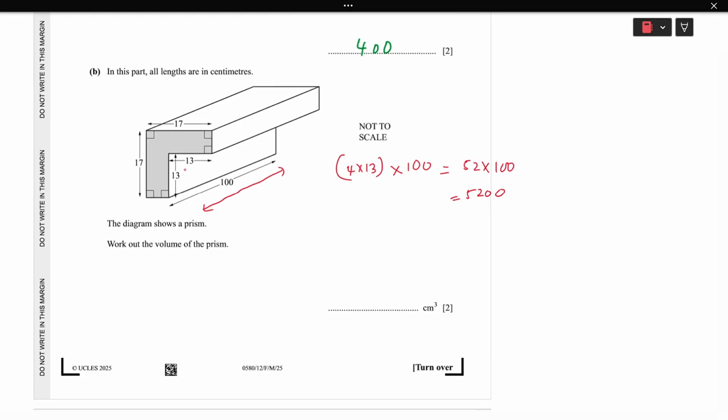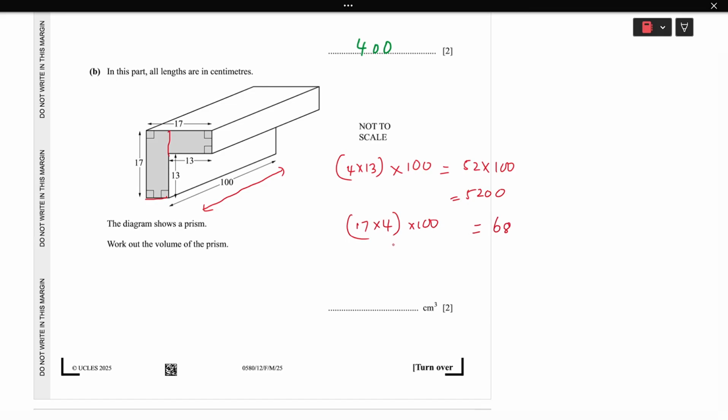Okay, I'll go for the second part now. Second part only we are going to find this. Here what is the cross section area? 17 times this length, which is going to be 4, and the length is going to be 100 still, so 17 times 4 is 68.